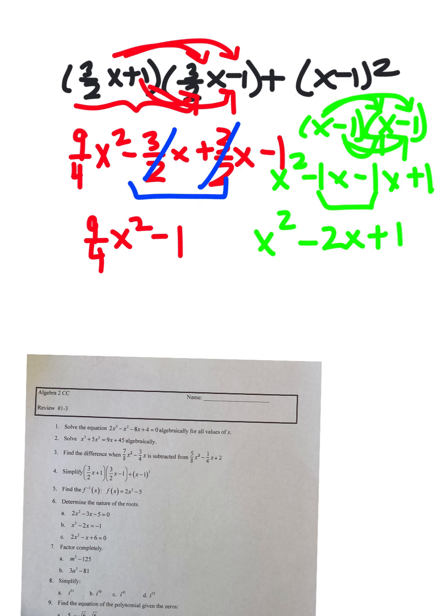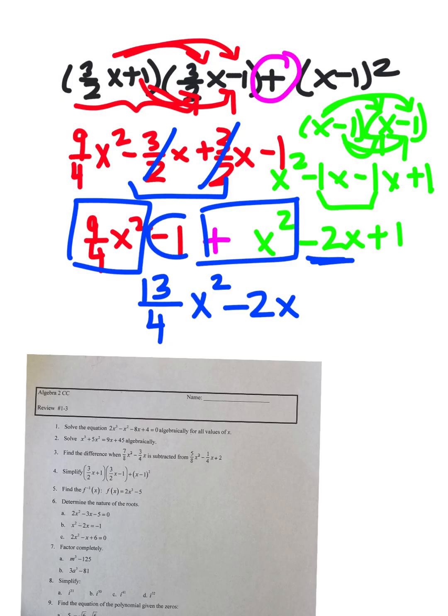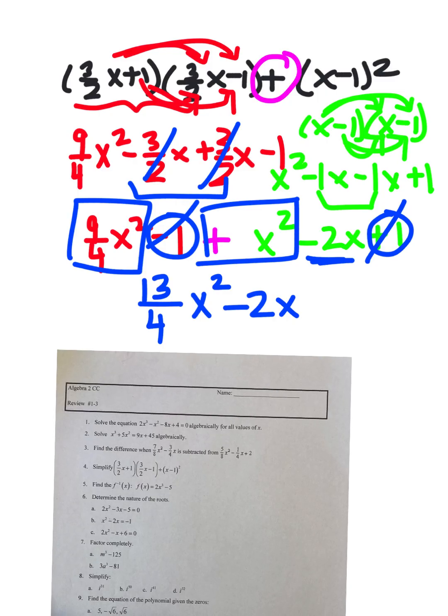And remember, what are we going to do with these guys? We are now going to add these two together. All right, so adding these guys together, right, we combine like terms. So it's 9/4 x squared plus 1x squared. That's going to be 13/4 x squared. Then I have this minus 2x, no other x to combine it with. And then I have minus 1 and a positive 1. Those cancel out.